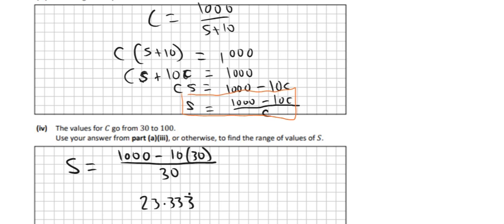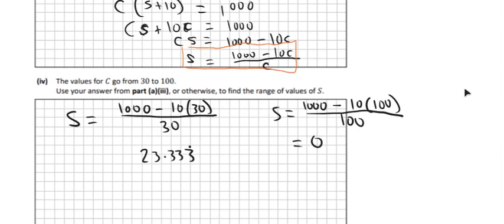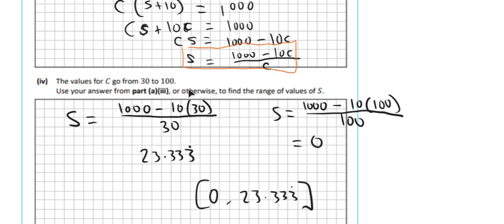The other one, so S equals 1000 minus 10 times 100. I'm putting in 100 now, all over 100, and you'll get 0 there. So equals 0. So from 0 to 23.333 recurring. So the values of C go from 30 to 100.